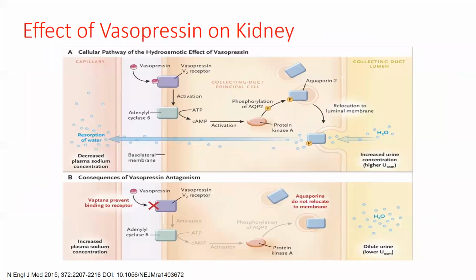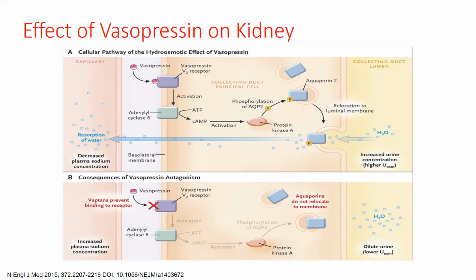So how does vasopressin work in the kidney? If you look at the right side, that is the urine, and the left side is the blood or the capillary. In the collecting duct, there is a V2 receptor. So vasopressin connects to the V2 receptor, activates cyclic AMP, and starts causing phosphorylation of the aquaporin 2 channel, which is the water channel in the collecting duct. So it will start moving the water from the urine to the blood.